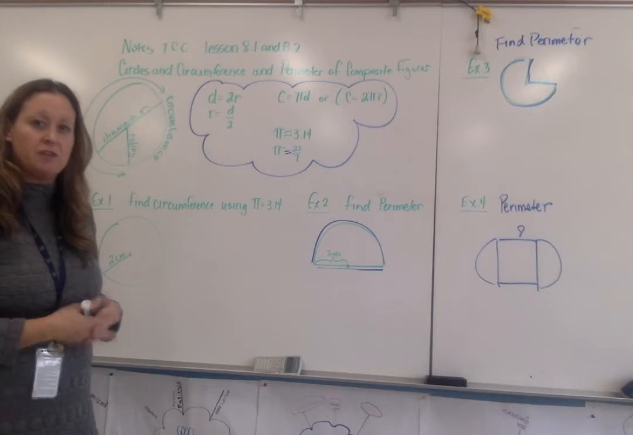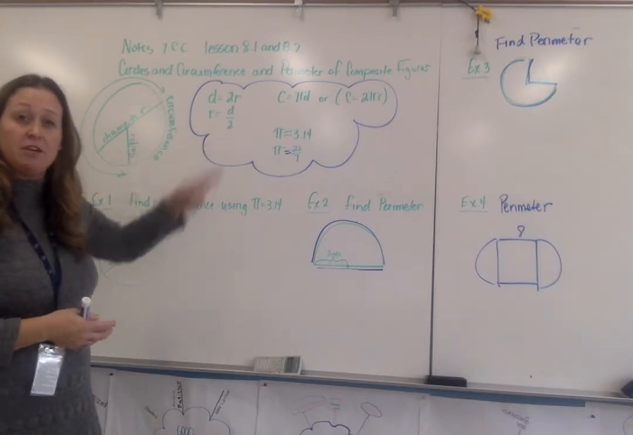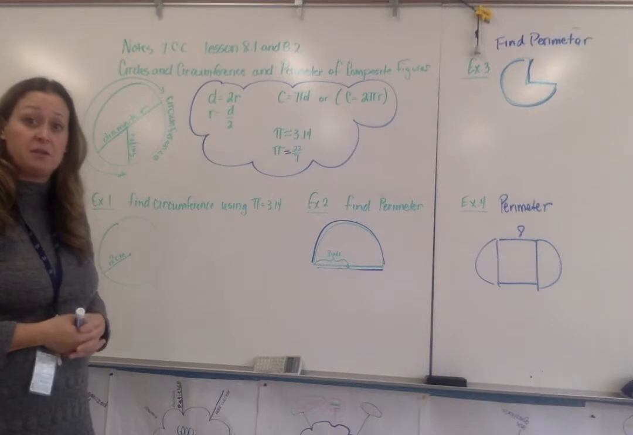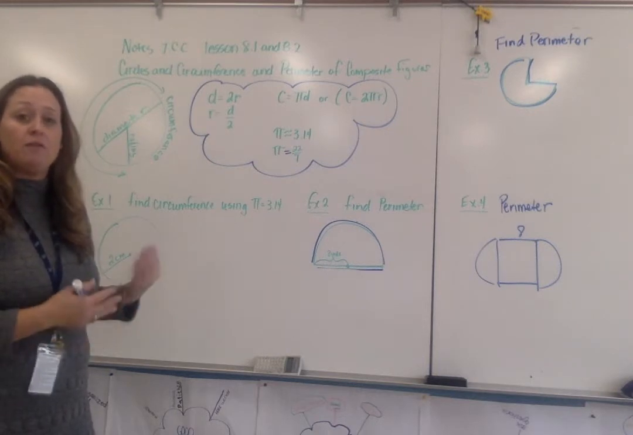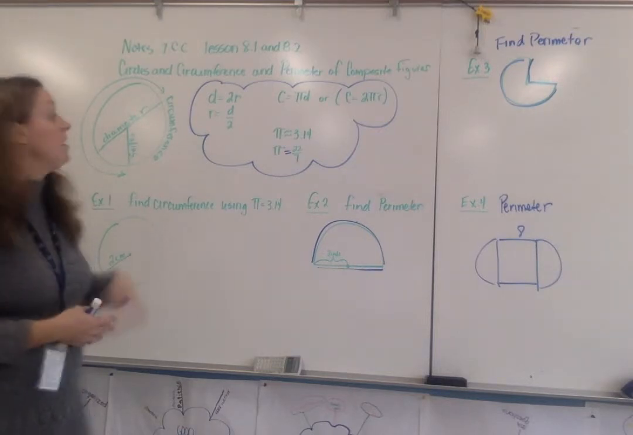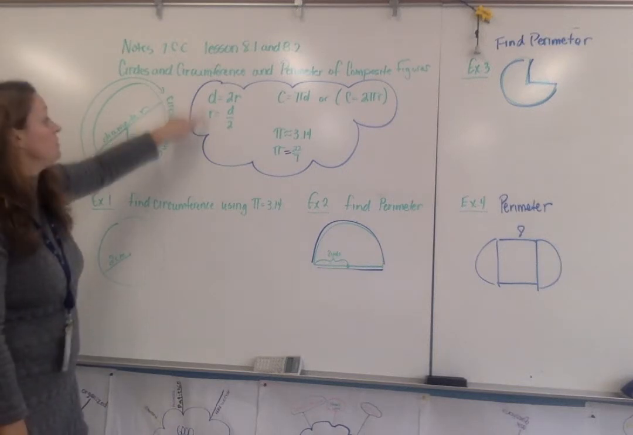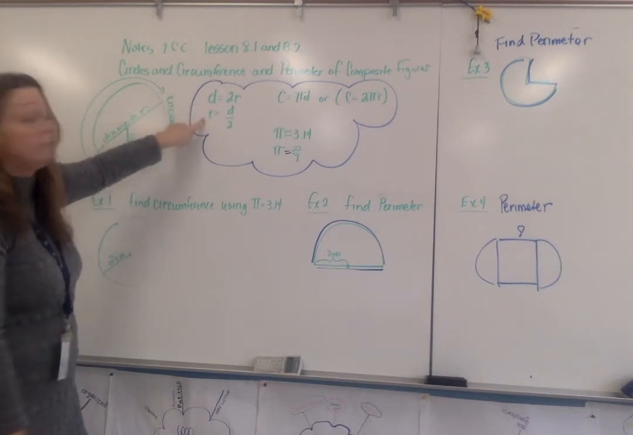You need to understand that circumference is the distance around a circle. The diameter is the line that goes directly through the center of the circle, and the radius is the line that goes from the side of the circle to the center, which is half of the diameter. You need to be familiar that the diameter is equal to 2 radiuses, which means the radius is equal to the diameter divided by 2.